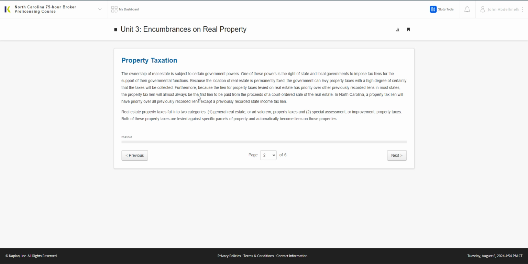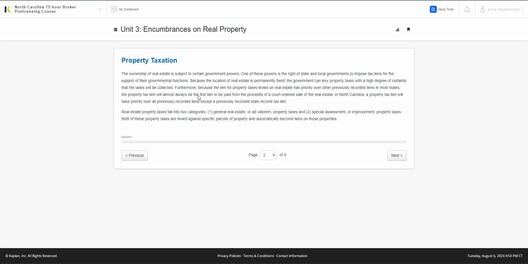Furthermore, because the lien for property tax levied on real estate has priority over other previously recorded liens in most states, the property tax lien will almost always be the first lien to be paid from the proceeds of a court ordered sale of the real estate.